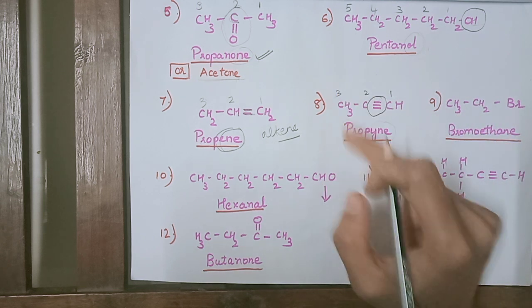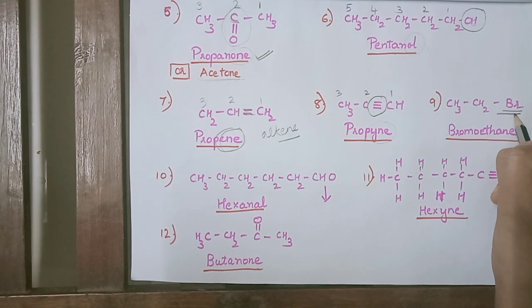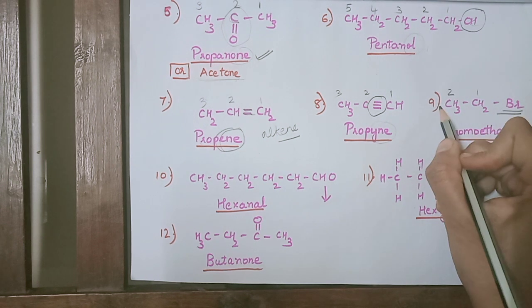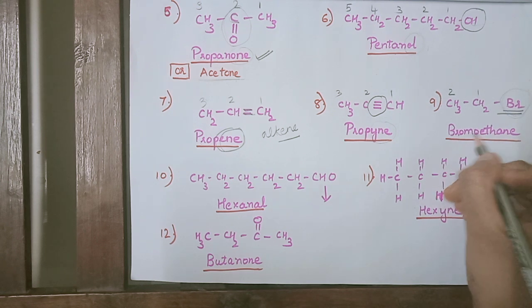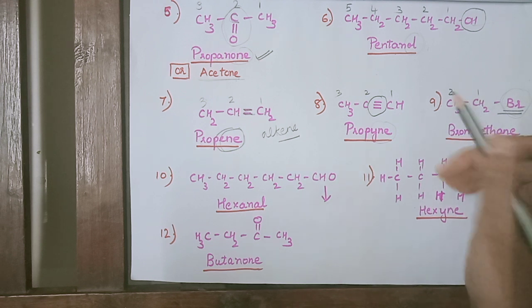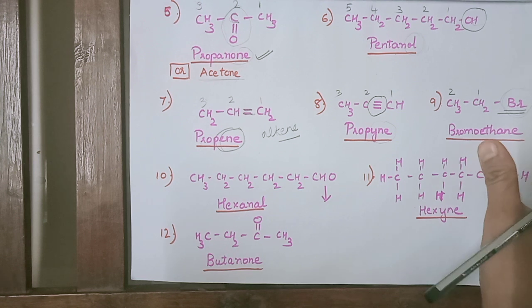So 3 carbons, propyne. Next, you have seen the halo group, that is bromine here. So 1 and 2 carbons. Whenever you have a halo group, you have to write it as the prefix, not as a suffix. So bromo and 2 carbons means eth, bromoethane.